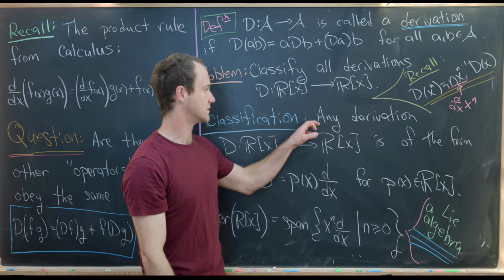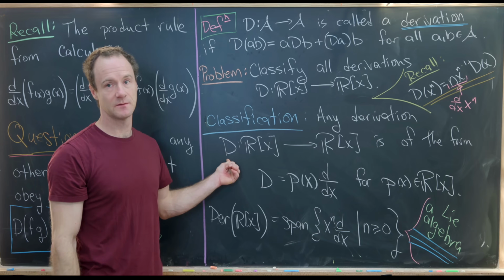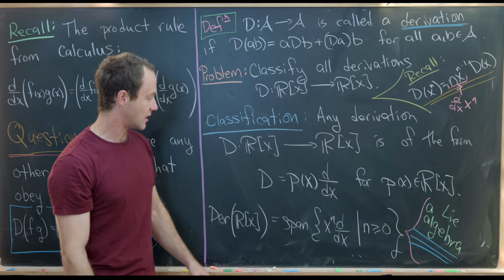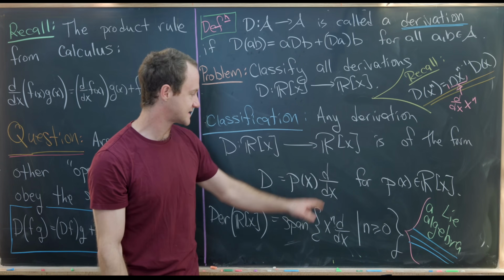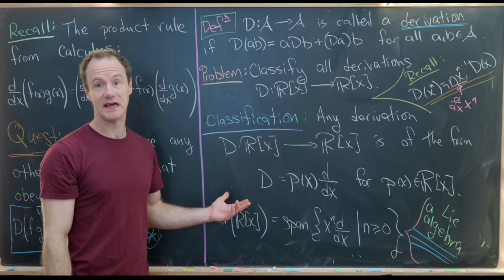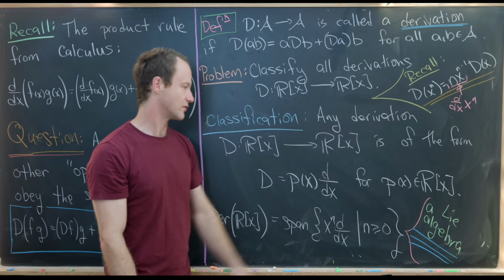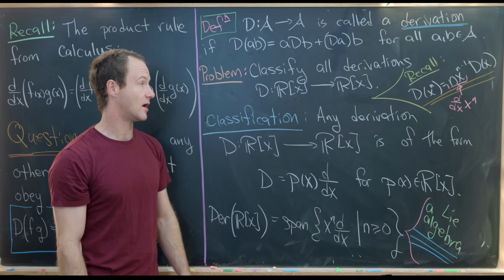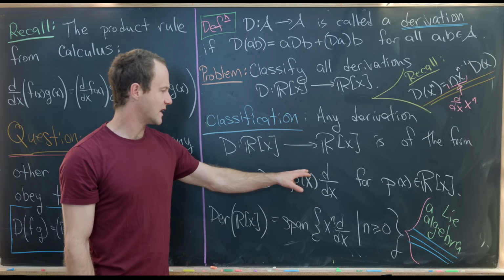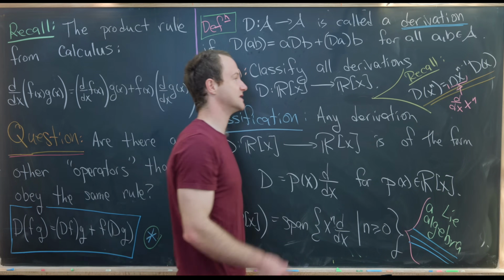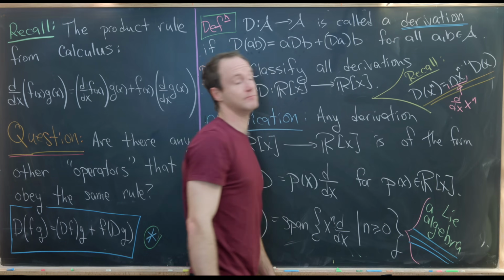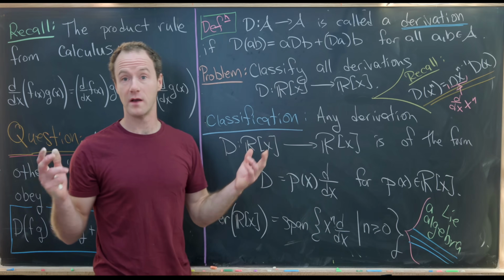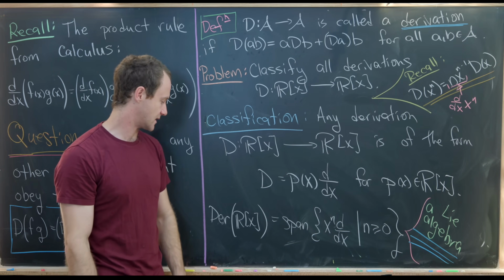And that goes as follows. Any derivation d on the algebra R adjoin x is of the following form: d equals p of x times d by dx, where that's our standard derivative, where p of x is in R adjoin x. So that could be any polynomial. You might say, well, what is this p of x? Well, p of x is whatever d of x is. So recall that d of x to the 1 power was free to be anything.